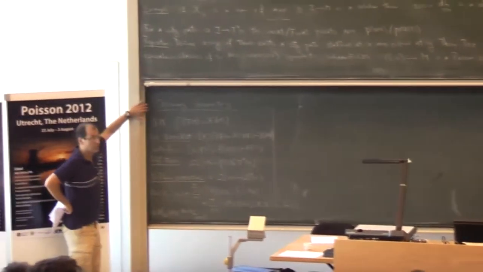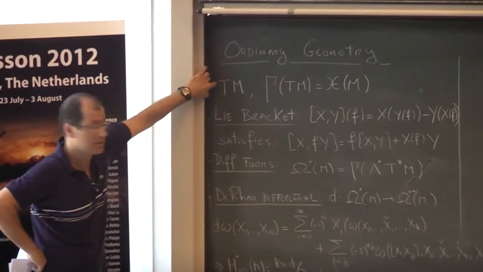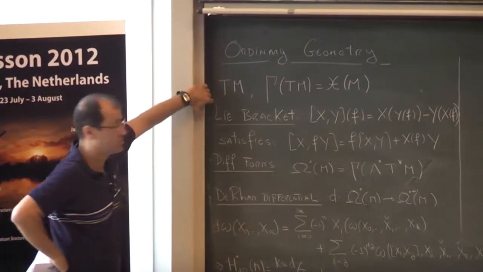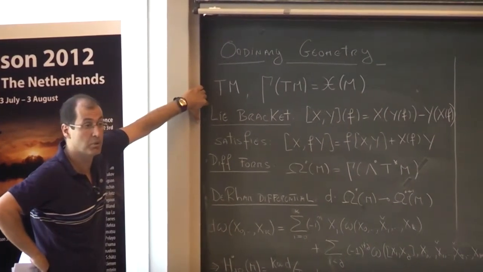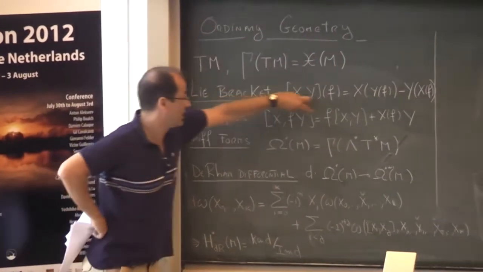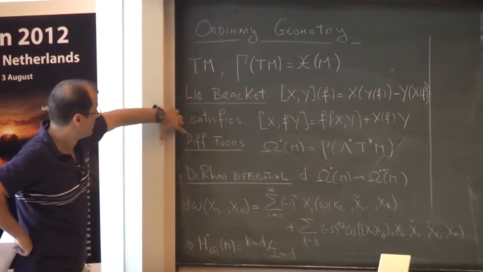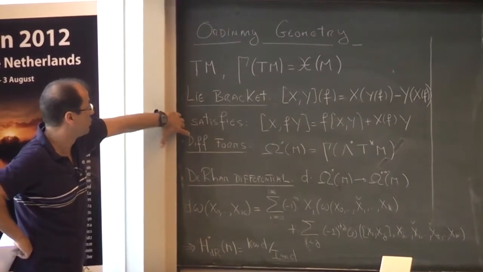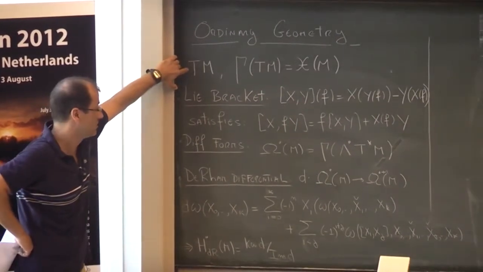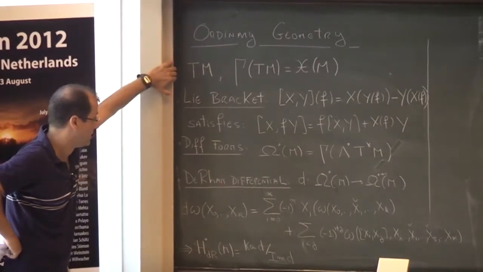So here is what you usually do. In ordinary geometry, you have the tangent bundle, right? Sections of the tangent bundle are vector fields. On the space of vector fields, you have the usual bracket, which satisfies a Leibniz type identity. And you usually look at differential forms, so sections of the dual bundle to TM, right? Or exterior powers of the dual bundle to TM.